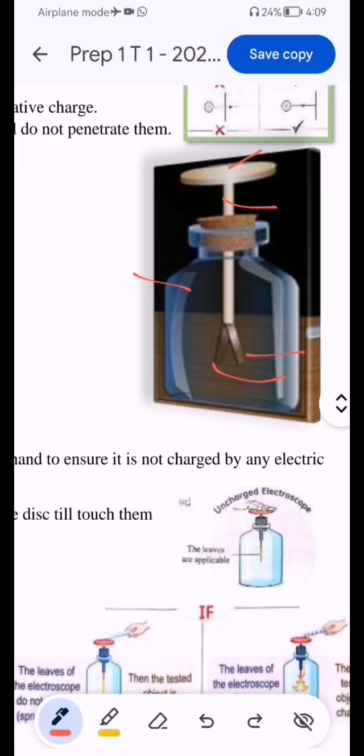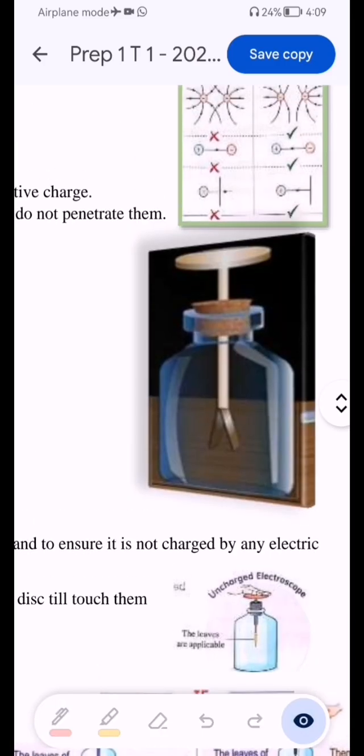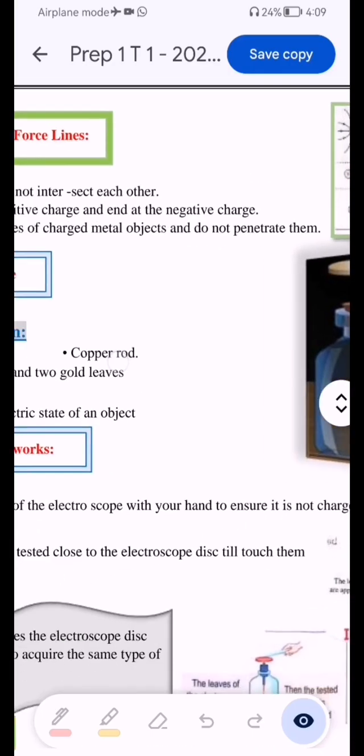So what is the importance of this device? We use it to know if an object is charged or not. We have a tested object, and we will put it on this device to know whether this object is charged or not charged. It is the first use of it. The second use is to determine the type of the charge. If the object is charged, we will determine the type of charge that is found on it.